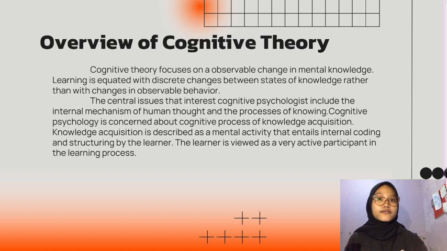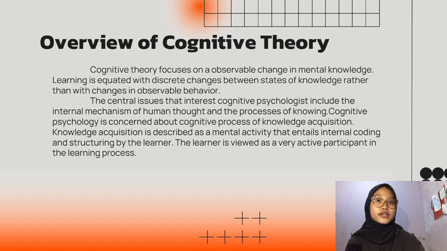Cognitive theory focuses on an observable change in mental knowledge. Learning is equated with discrete changes between states of knowledge rather than with changes in observable behavior. Cognitive theory focuses on the conceptualization of students' learning processes and addresses the issues of how information is received, organized, stored, and retrieved by the mind. Learning doesn't concern much with what learners do, but what they know and how they come to acquire it.